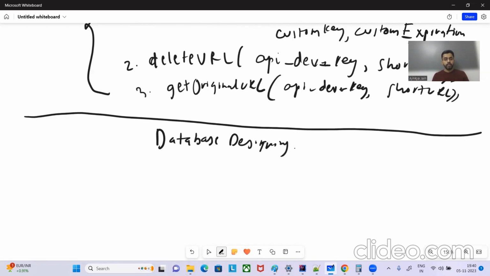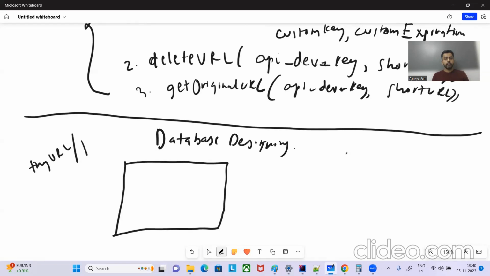On a high level, the two tables which will be required, one would be for the short key, the key which we saw, like Tiny URL and JKLECA. So this was a short key, and this should be the unique identifier.